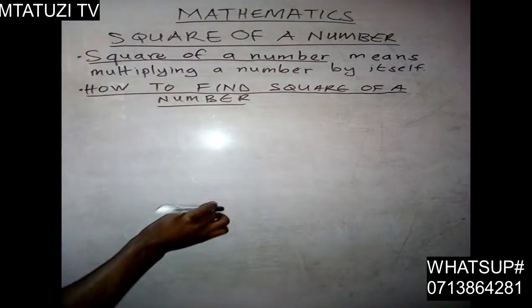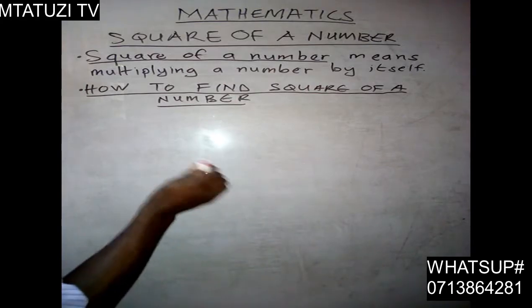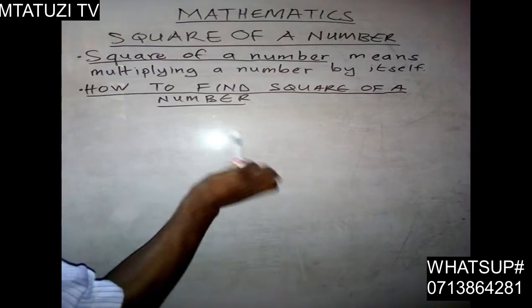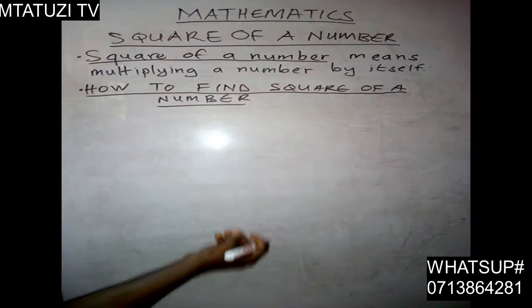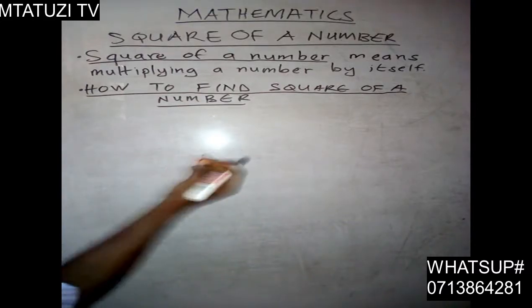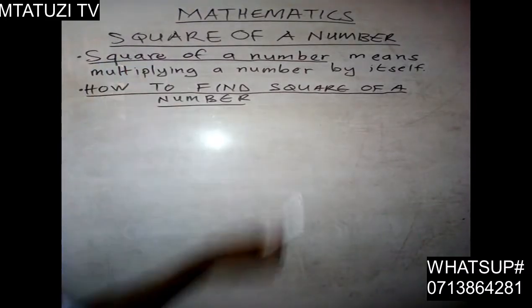When you are asked to find the square of a number, it means that you are required to find the product of two numbers which are the same. Two numbers which are the same, when they are multiplied together, produce something called the square of a number.